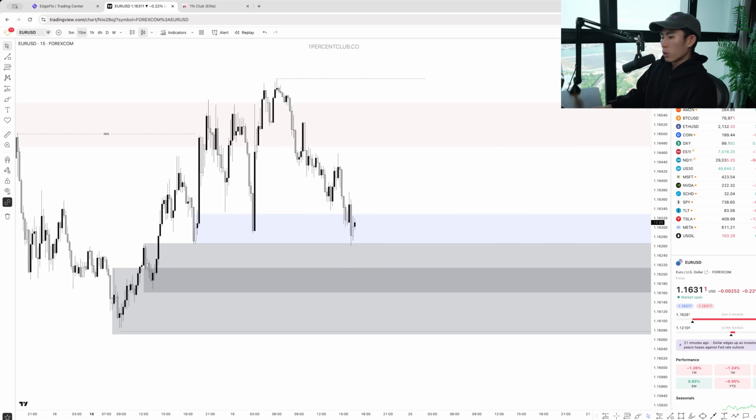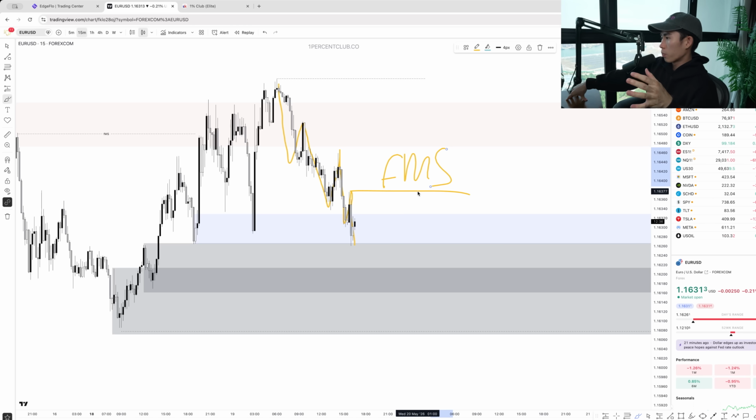So in this case, where is the last fractal lower high for us to know that there's going to be a fractal market shift? Price goes down, lower high, lower low, lower high, lower low, lower high, lower low, lower high. Okay, so this becomes the most recent fractal lower high, which means that for a fractal market shift to occur, price must take out this low. So the bare minimum, if I want to look for longs today, is that I want to see price take out this last fractal low, give me a fractal market shift, and then also sweep liquidity.